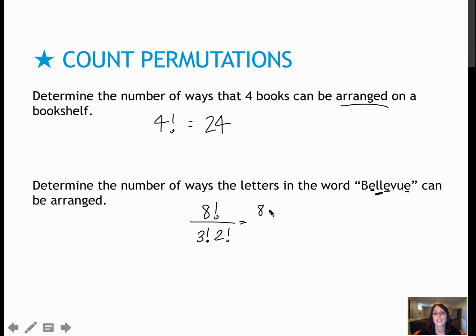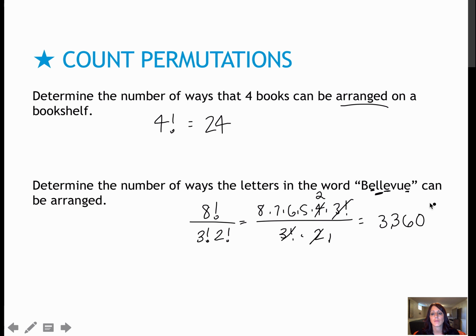So that gives me 8 times 7 times 6 times 5 times 4 times 3 factorial, and then 3 factorial times 2. Those 3 factorials reduce. I'm going to go ahead and reduce this 2 and this 4 also, and that leaves me with a denominator of 1, and I'm going to multiply 8, 7, 6, 5, and 2 to find my solution, which is 3,360. That's how many different ways we can rearrange the letters in Bellevue.